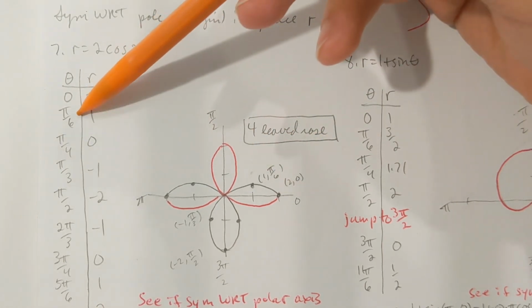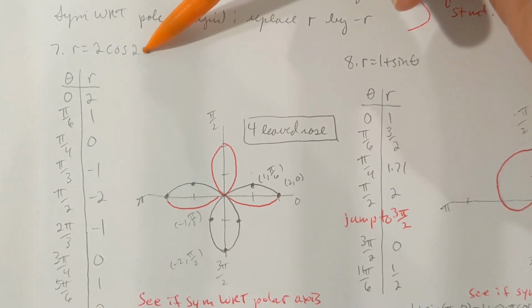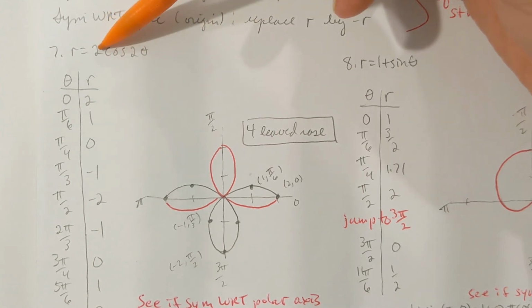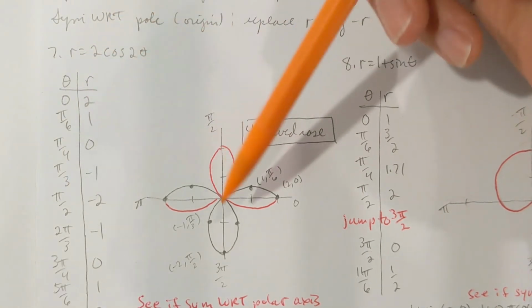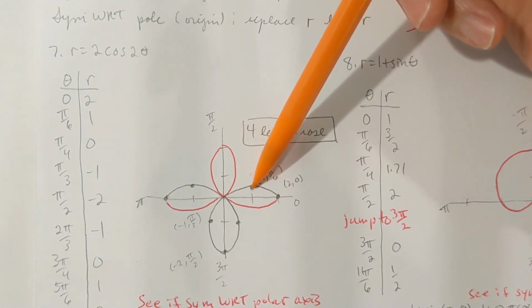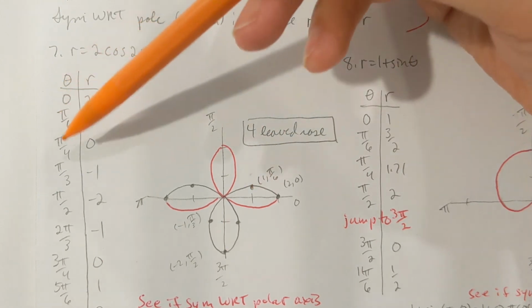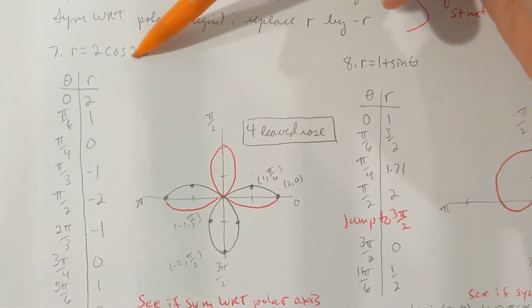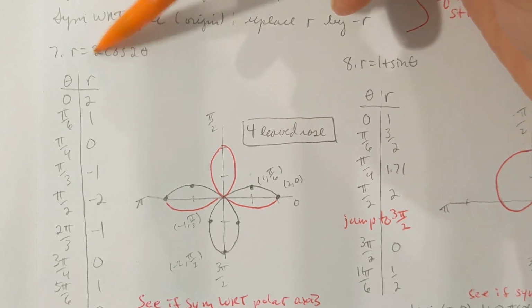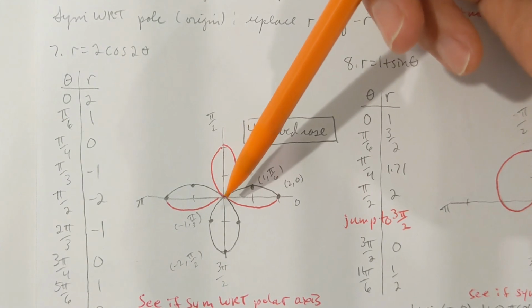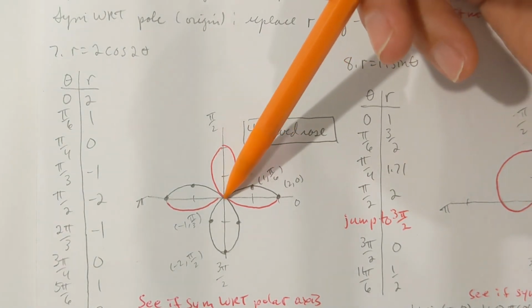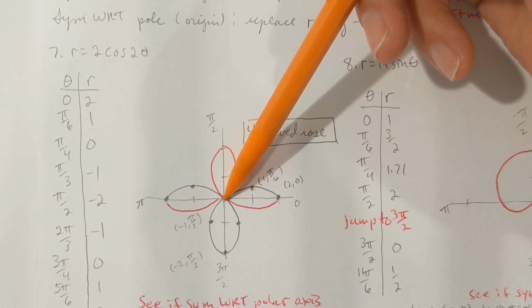If I let theta be pi over 6 next, 2 times pi over 6 is pi over 3. Cosine pi over 3 would be 1/2. Times 2 is 1, so r is 1. I need to go out 1 unit on the pi over 6 radial line and plot that next point. If theta is pi over 4, 2 times pi over 4 is pi over 2. Cosine pi over 2 is 0. Times 2 is 0. R is 0 there. So on the pi over 4 radial line, I need to go out 0 units, or that's going to put me right at the pole.